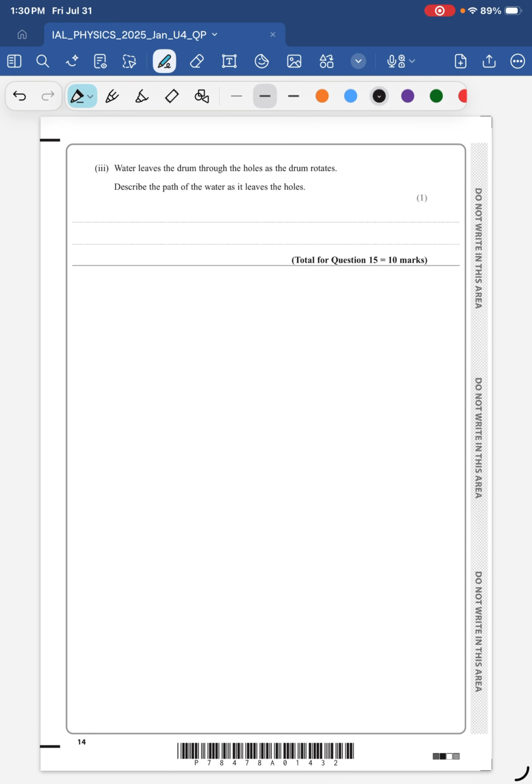Water leaves the drum through the holes as the drum rotates. Describe the path of the water as it leaves the holes. So I'm gonna draw a circle and show you. Okay, that's a nice circle. Let's say that we have water there. So it's gonna fly off at a tangent pretty much to the circle. So it's gonna fly off like that.